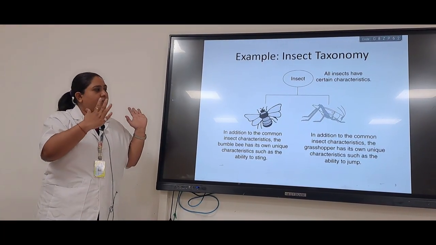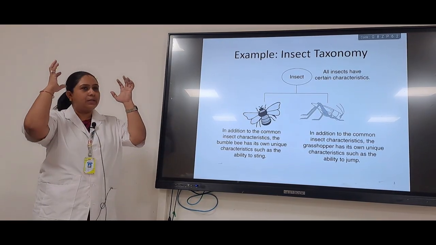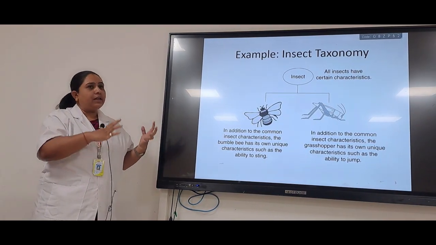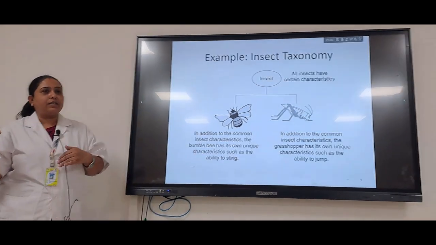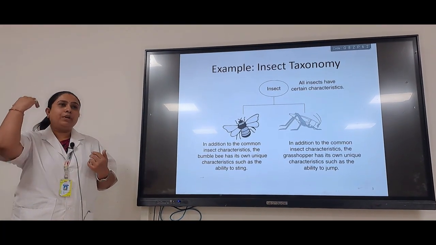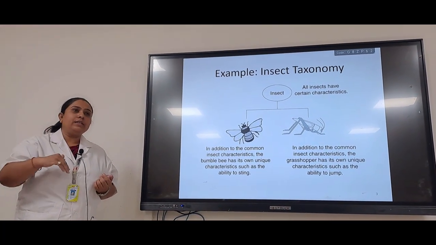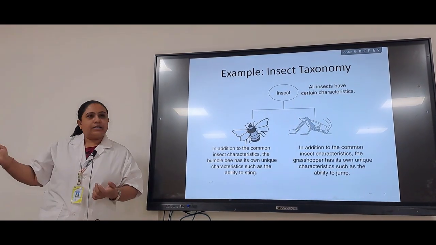From this example, you will better understand that if I keep insect as the base class, and bumblebee as one derived class and grasshopper as another derived class, both derived classes take some properties from the base class as well as having their own properties. So let us continue.